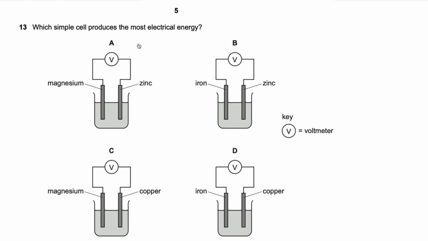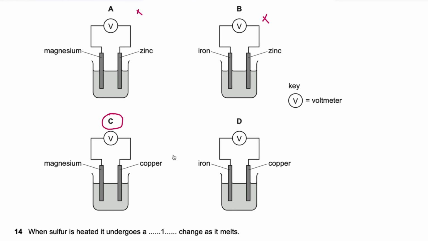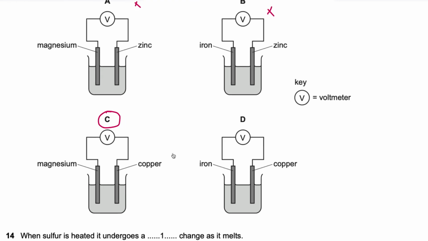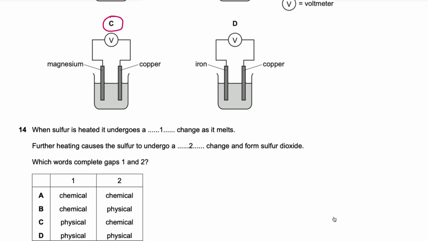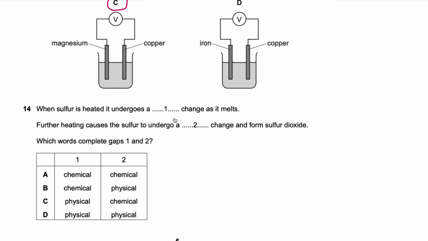So A is wrong. B is wrong. The answer is between C and D. Okay, because magnesium gives, okay, I think C is a better option for getting the most electrical energy output. We have copper in our cathode and we have magnesium in the anode.